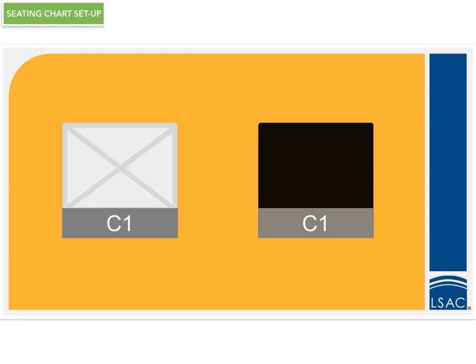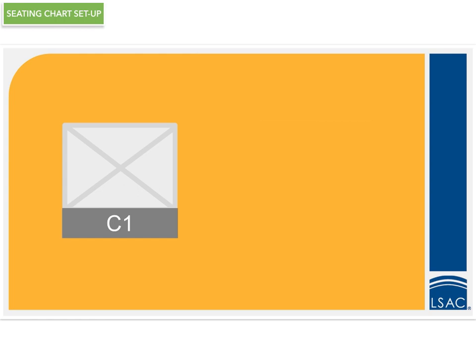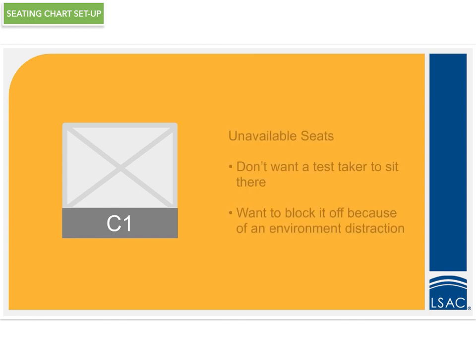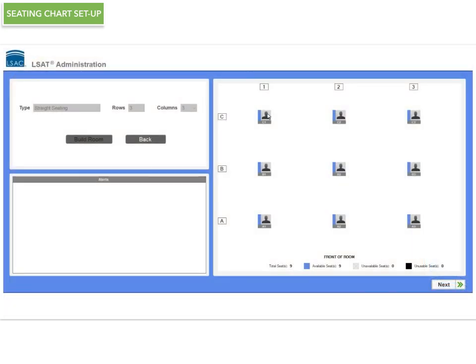A seat may be marked unavailable for a variety of reasons, like if you don't want to have any test taker assigned there, or if you simply want to block it off because it's too close to an environment distraction, for example, a noisy heater. To make a seat unavailable, simply click on the seat one time. The image will then be grayed out and an X will be placed over the seat. The laptop will know not to automatically assign a test taker to this seat. However, later in the test, you may still move a test taker there should the need arise.